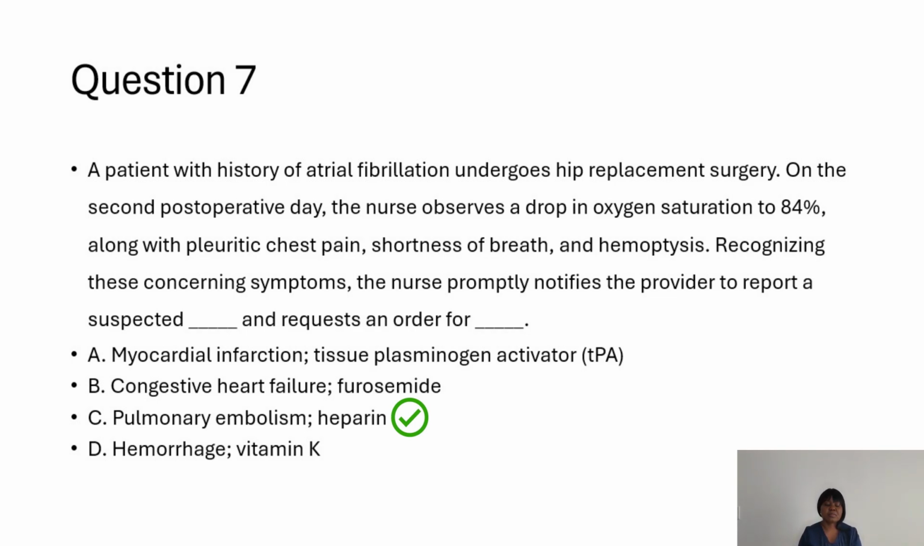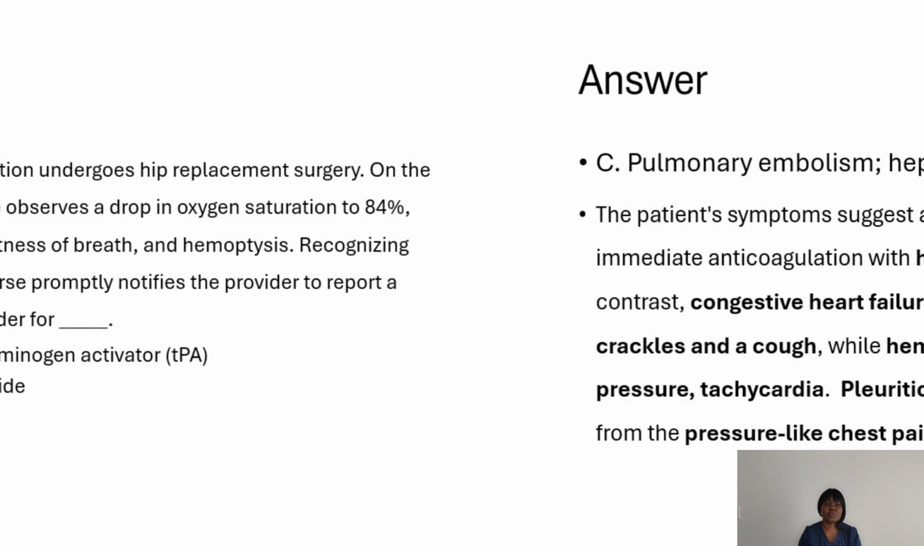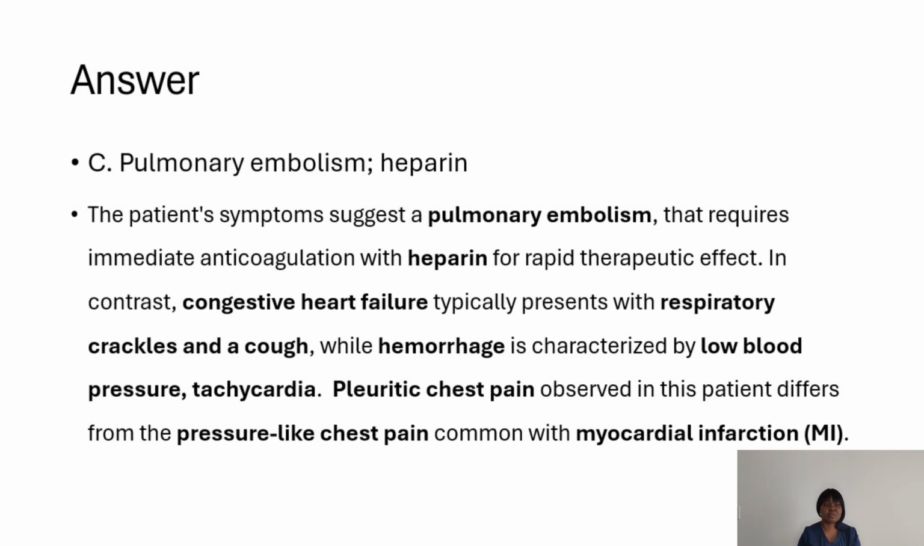embolism. So the nurse should be expecting an order for what? It should be suspecting pulmonary embolism. And the heparin, of course, will be helpful, which is an anticoagulant. D, hemorrhage, vitamin K. No. So pulmonary embolism will be the best option. Question 8.